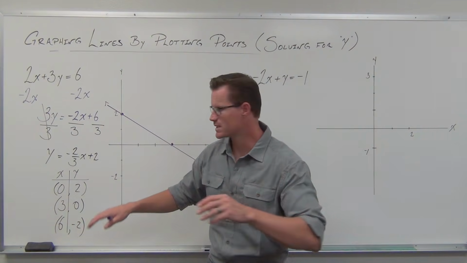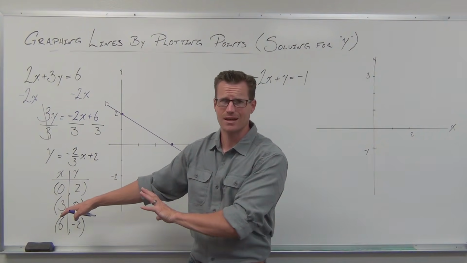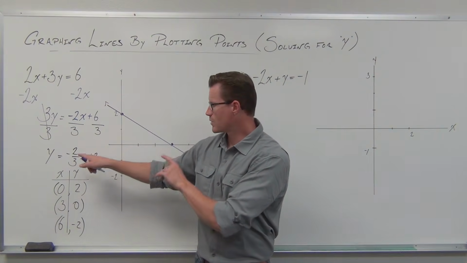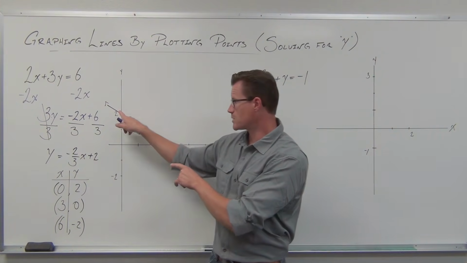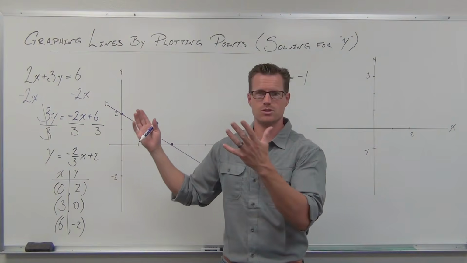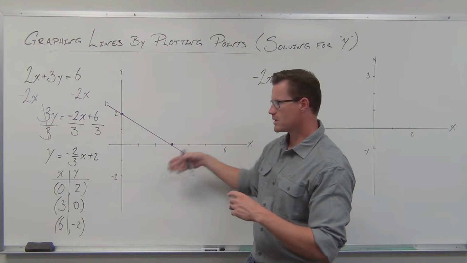Remember, my goal in this is to get you away from plotting points. I don't like that. That's slow. That's inefficient. Graphing from here is very quick. Go up 2, drop down 2, go right 3. You're done. Just 2 points. That's awesome. If you want 3, you can keep on going.